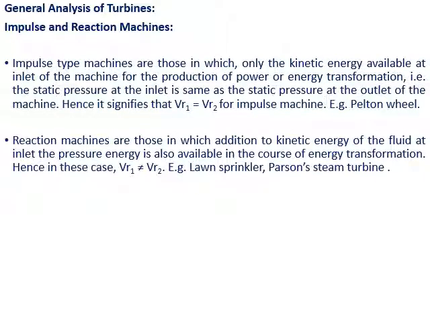Second, reaction machines are those in which, in addition to the kinetic energy of the fluid at inlet, the pressure energy is also available in the course of energy transformation. Hence, in this case, Vr1 is not equal to Vr2. Examples of such machines are the lawn sprinkler and the Parsons steam turbine.